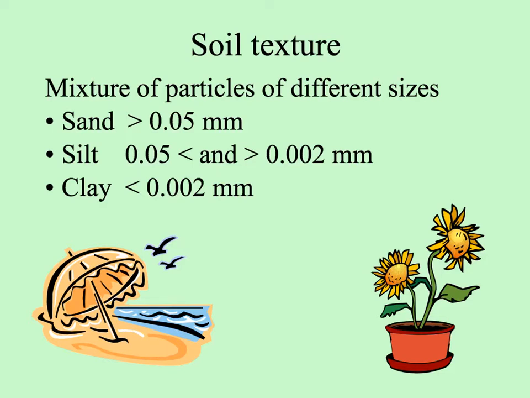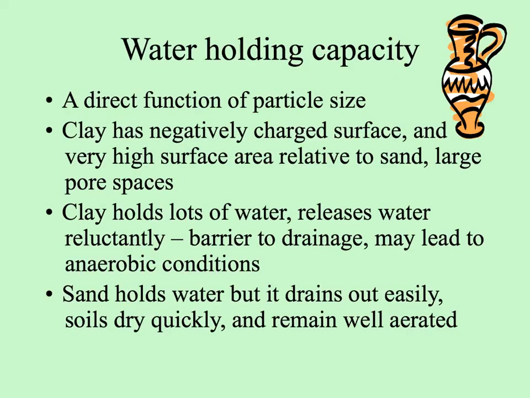The largest particles of all are sand, greater than 0.05 millimeters in diameter. Silt is intermediate, and clay particles are fine, smaller than 0.002 millimeters in diameter. So the small particles of clay have a lot of surface area, and they are the best at holding on to water, so a clay soil can get wet and stay wet much longer than a sandy soil. Too much clay in a soil can be a problem because accumulating at the bottom of a shallow area can be a barrier to drainage, and it sometimes can lead to anoxic conditions.